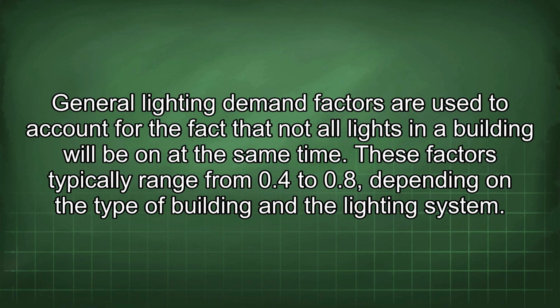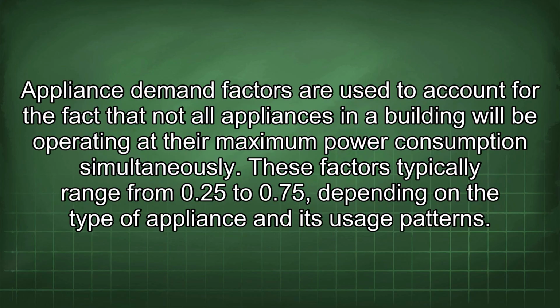General lighting demand factors are used to account for the fact that not all lights in a building will be on at the same time. These factors typically range from 0.4 to 0.8, depending on the type of building and the lighting system. Appliance demand factors are used to account for the fact that not all appliances in a building will be operating at their maximum power consumption simultaneously. These factors typically range from 0.25 to 0.75, depending on the type of appliance and its usage patterns.